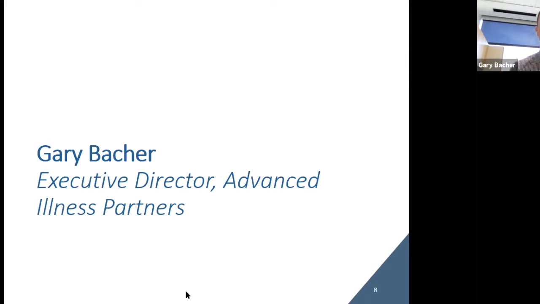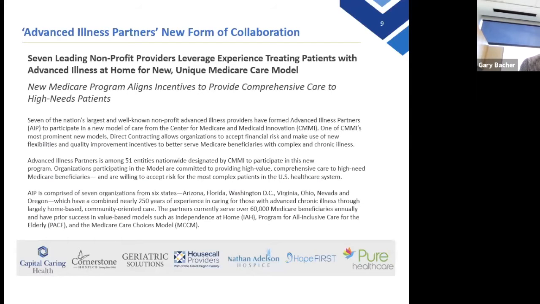Hi, thank you so much, Kristen. It's a pleasure to have a chance to be with everybody today. As Kristen mentioned, I serve as Executive Director for a direct contracting entity known as Advanced Illness Partners. I'll talk about these organizations in a moment. I also, at Capital Caring Health, which is one of the participants in AIP, serve as the Chief Officer for Strategy, Policy, and Legal Affairs, and I'm also an advisor to CTAC, the Coalition to Transform Advanced Care. Previously, I served as the Chief Strategy Officer, non-politically appointed, at the Innovation Center, and was there at the time that the direct contracting model was originally being developed. So again, pleasure to be with everybody today.